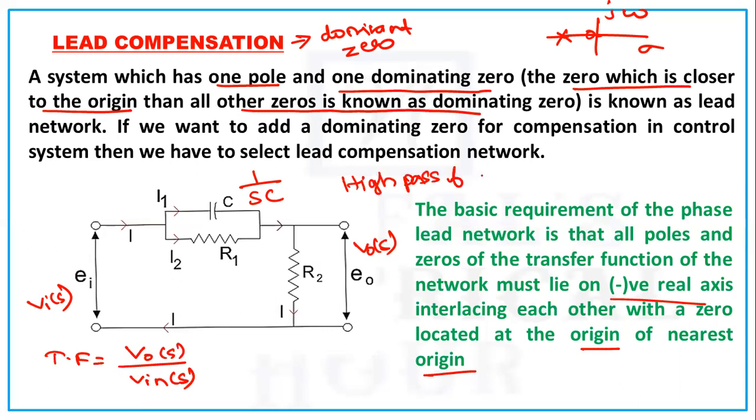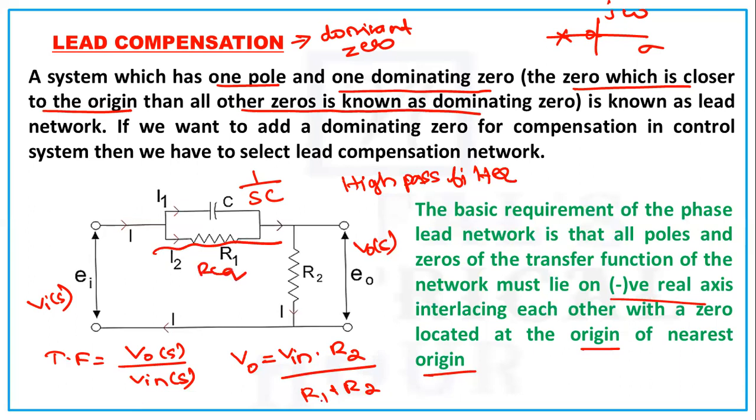A lead compensator will be a high pass filter. Okay, so you can write from here, by the voltage division rule, V output is equal to V input into the same branch resistance R2 divided by the other branch resistance. So R1 plus R2, or you can write this together as R equivalent. So you can write R equivalent plus R2. Okay, so how does it become a high pass filter?